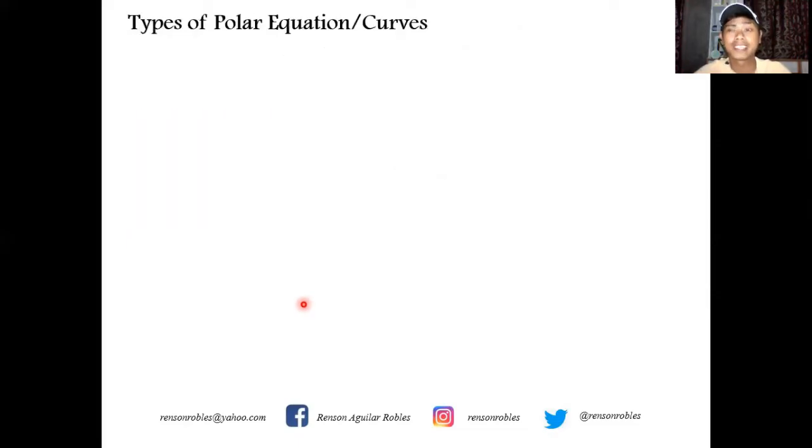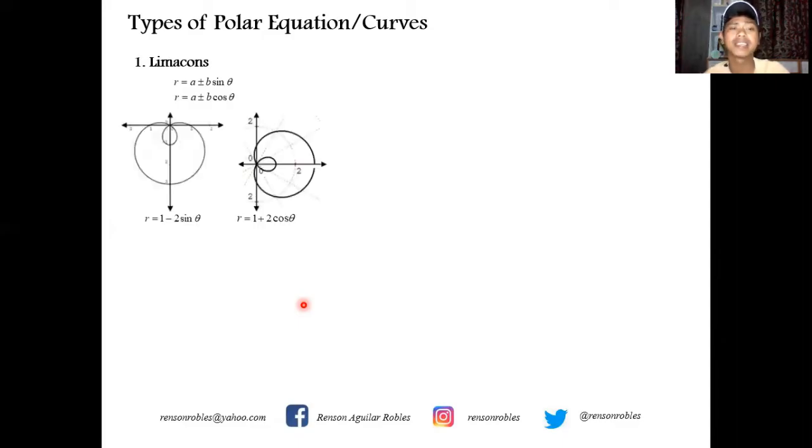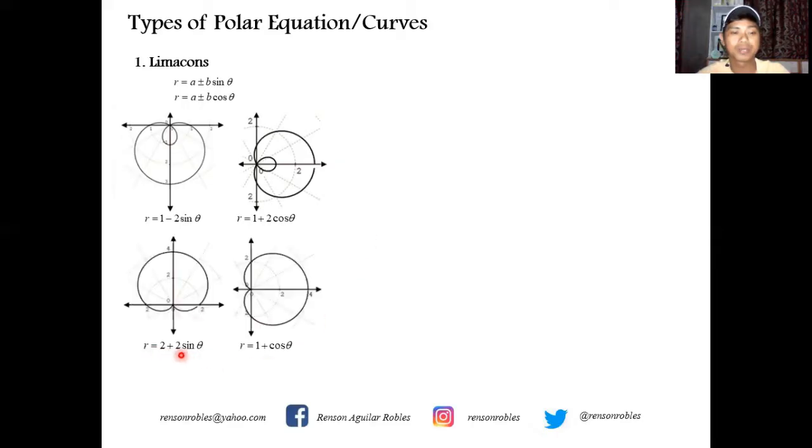Okay. And the most common types of polar equations are, number 1, limacons. And these are the characteristics in the general equation of a limacon. r equals a plus or minus b sine theta, where a, b are elements of the real numbers, or r equals a plus or minus b cosine theta. And here are some examples. We have r equals 1 minus 2 sine theta, r equals 1 plus 2 cosine theta. Also, we have r equals 2 plus 2 sine theta, and r equals 1 plus cosine theta. And here are the characteristics.